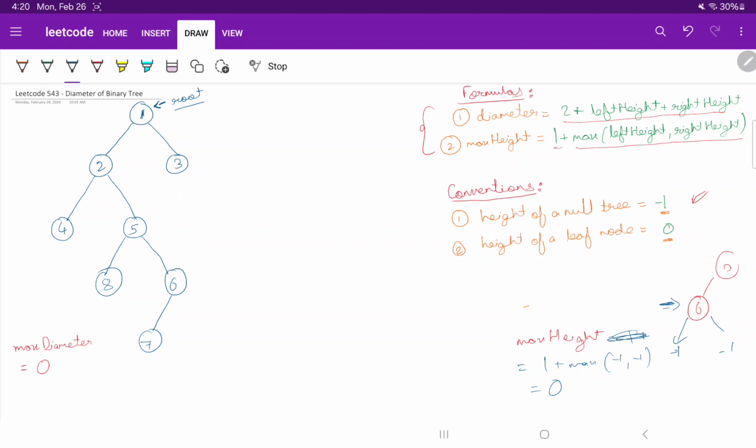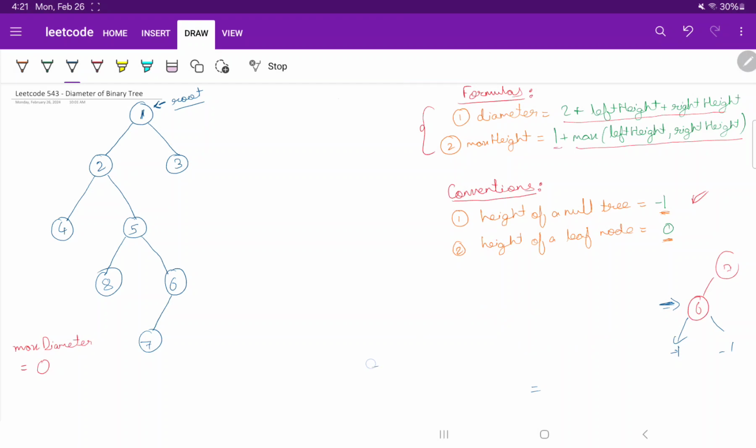Now once we have calculated that, what would be the diameter for this? Diameter for a leaf node would be 2 plus left height. What is the left height? It's -1. What is the right height then? -1. What is this? 0. So diameter of a leaf node is always 0. So these two things we'll be using just to ease our computations.